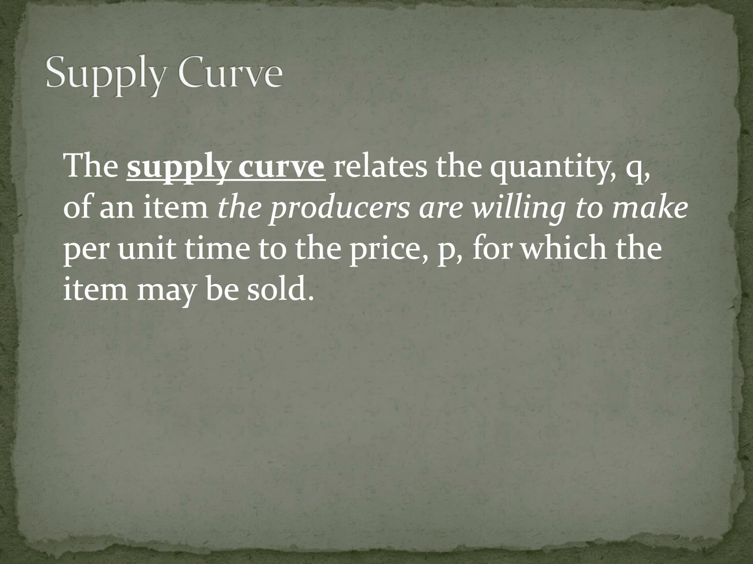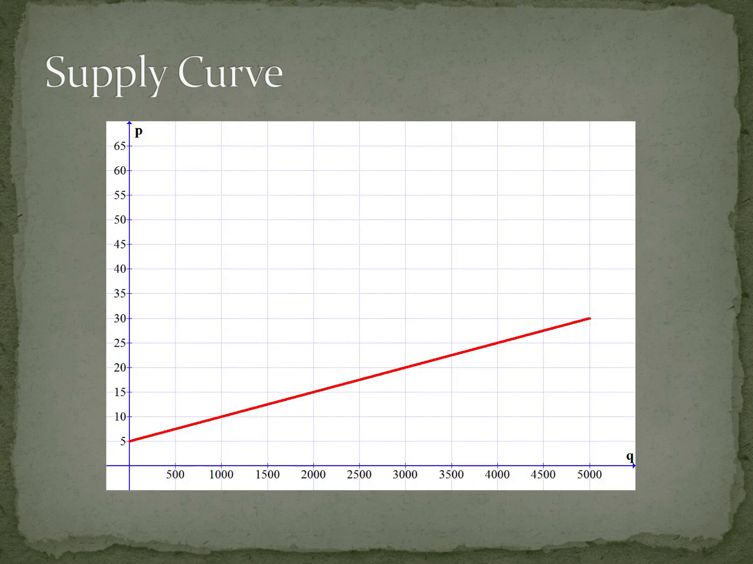The supply curve relates the quantity Q of an item the producers are willing to make per unit time to the price for which the product may be sold. So here we have a linear supply function. The vertical intercept of $5 here suggests that no one is willing to produce a product unless they can be sold for more than $5.